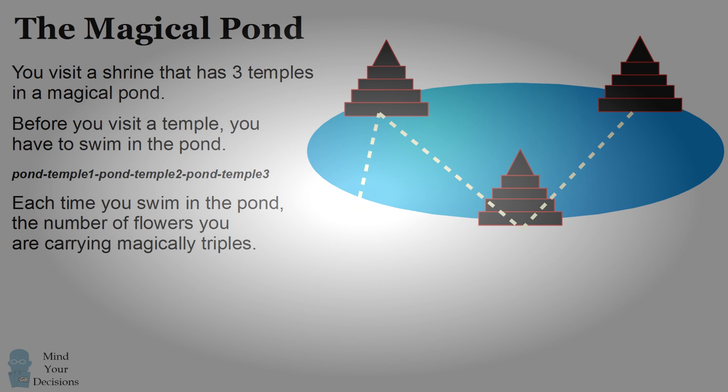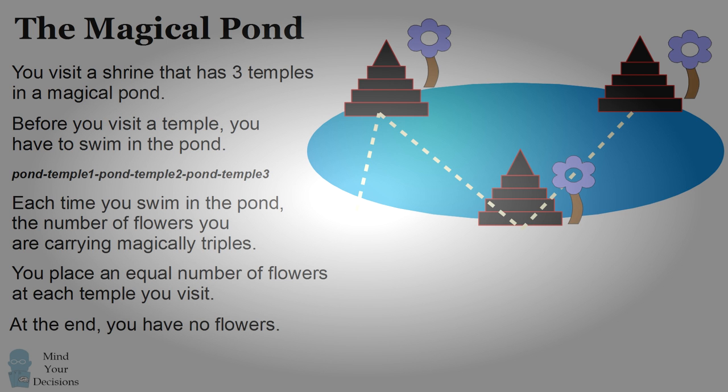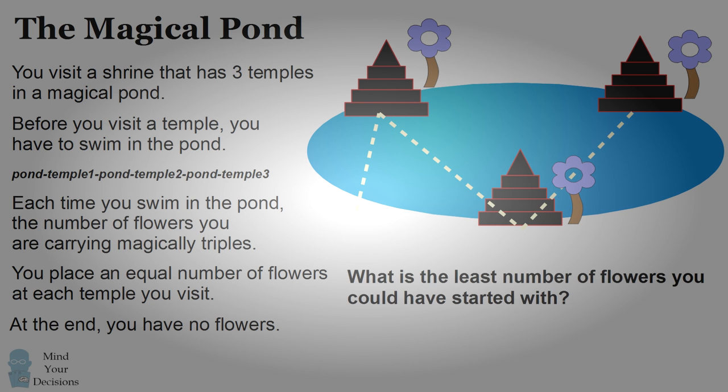Each time you swim in the pond, the number of flowers you are carrying magically triples. You place an equal number of flowers at each temple you visit, and at the very end, you have no flowers remaining. The problem is, what is the least number of flowers you could have started with?